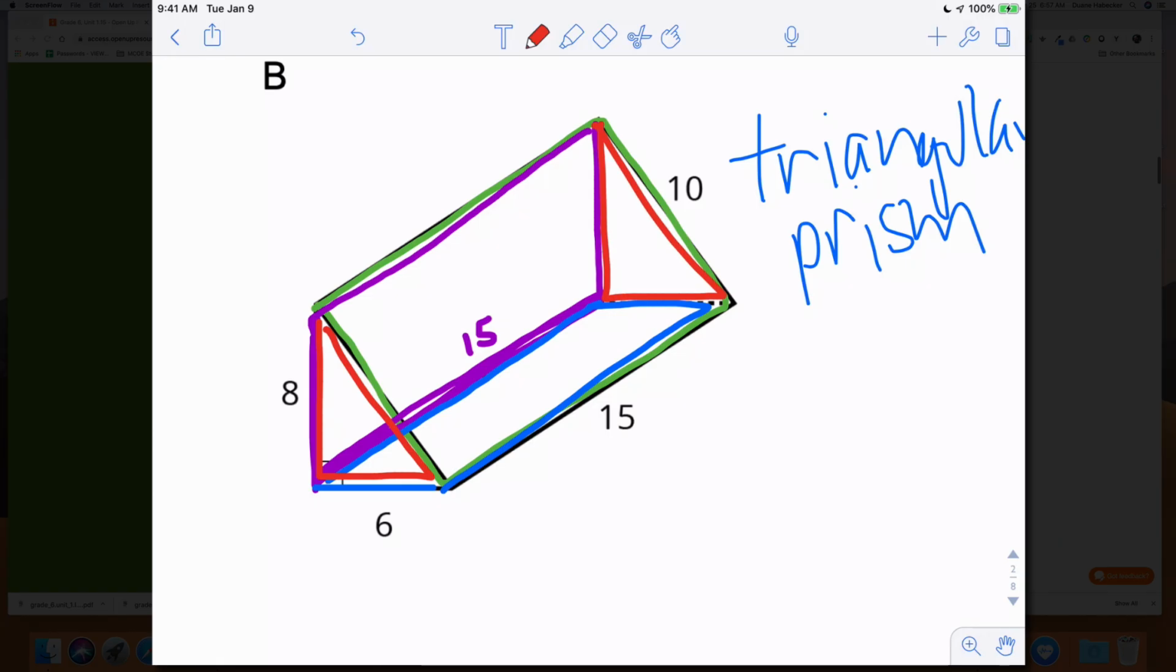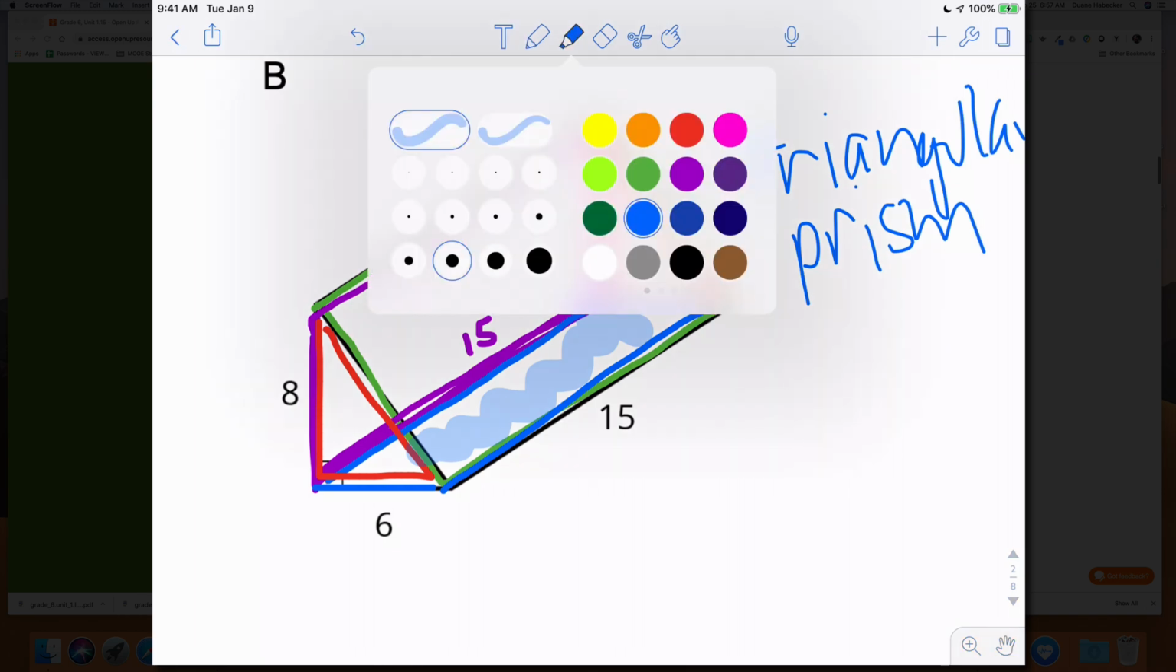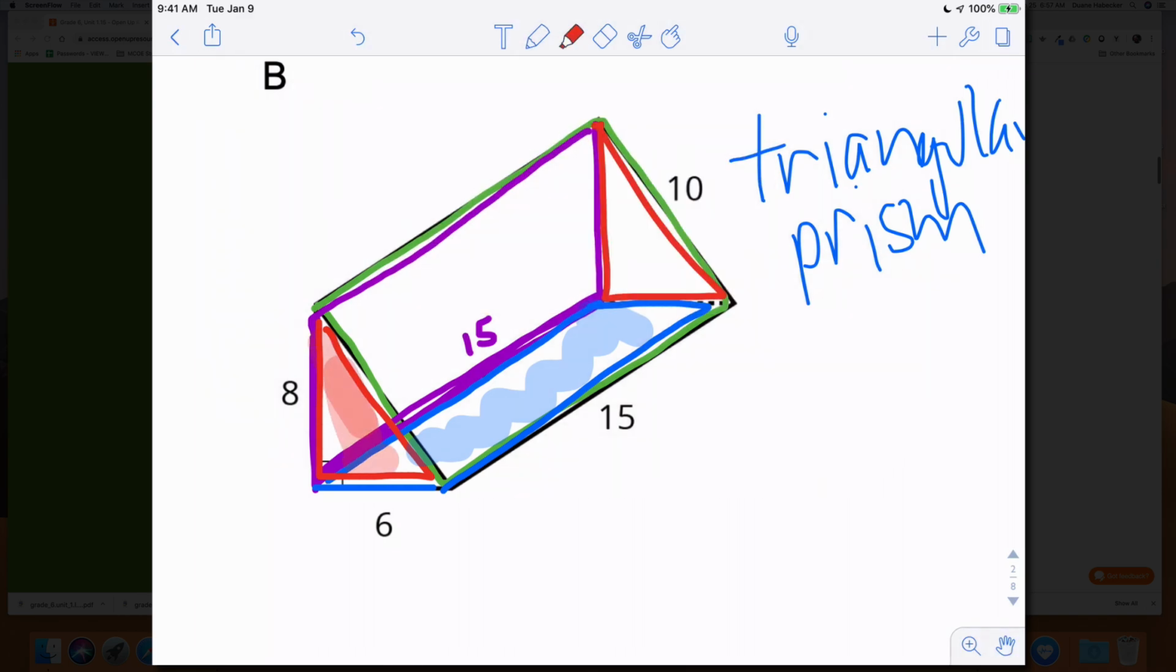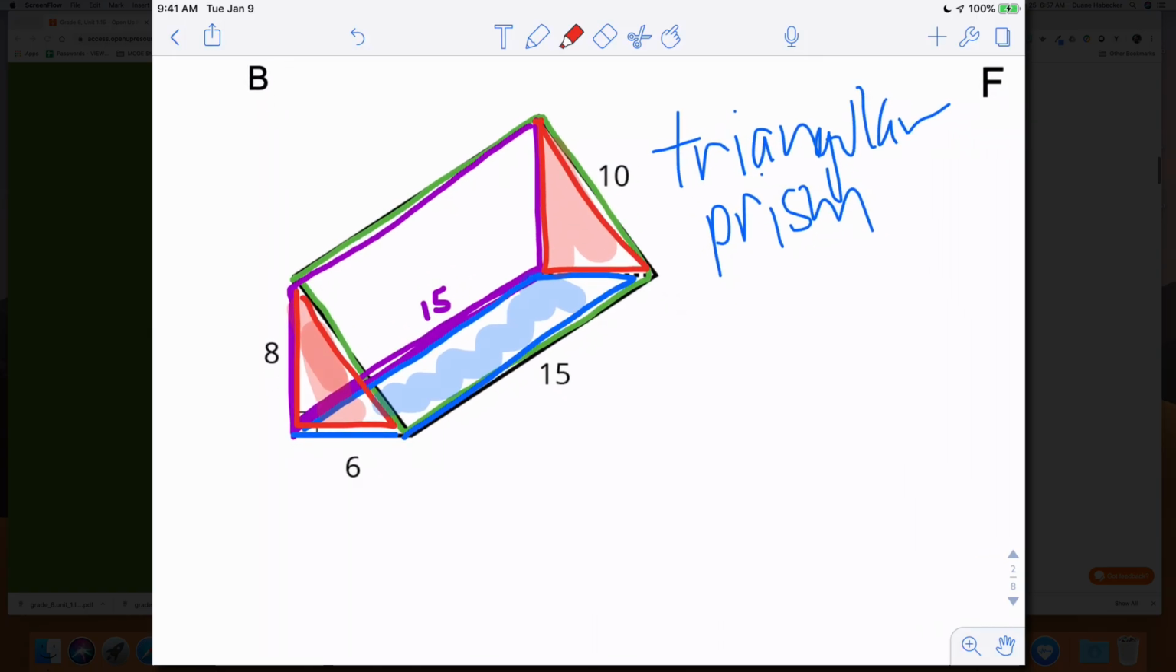So I kind of incorrectly called this thing the base. Well, because it's sitting on that thing. But that's not technically the base. That just happened to be the bottom. The real bases in this case are the two triangles right here, and right here, because that's how it's going to stand up on its end, right? So we want students to recognize that we have 1, 2, 3, 4, 5 different faces of this triangular prism.